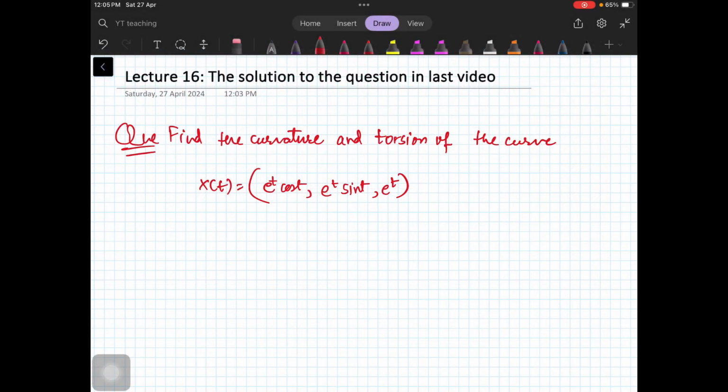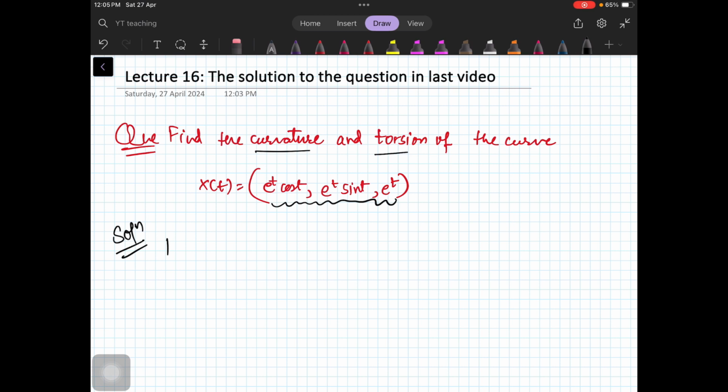Hello everybody, I hope you have done the problem which I gave you in the last video. If you have come up with your answers, you can match them here in this video. So you see, we had this simple curve and we wanted to find out the curvature and torsion of this curve, right? So what is the idea?